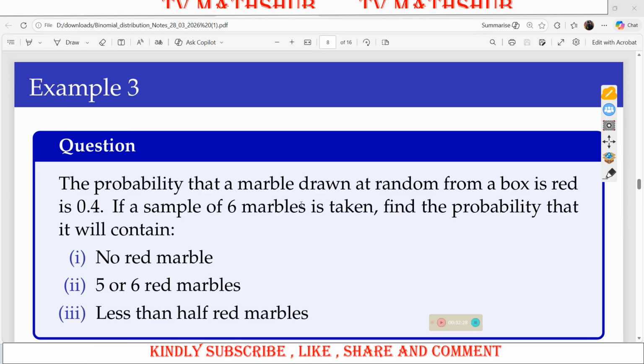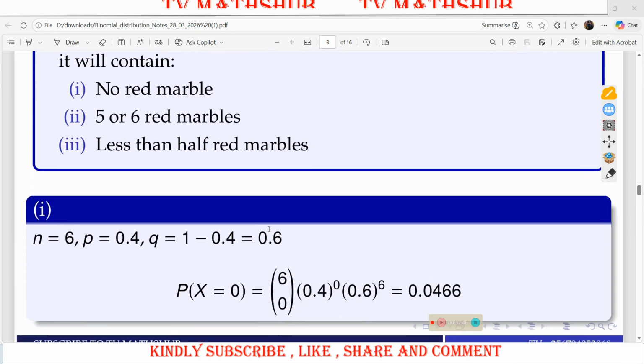So if we are having a sample of 6 marbles, then find the probability that it will contain no red marble. So for this case, interpreting this question here, we have our P, since we are dealing with probability of drawing a red marble at 0.4. So our P is 0.4. Our sample, that is N, is equal to 6. So you can easily get Q. And Q will be 1 minus 0.4, which is 0.6.